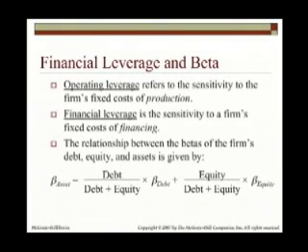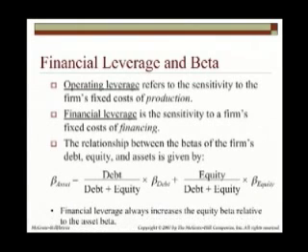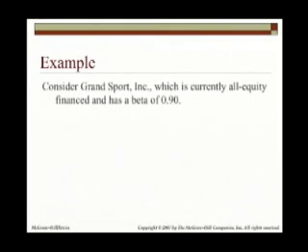And what that means, bottom line, is, if we do a little algebraic manipulation, if we increase debt, we will decrease the percent of equity and we will increase the beta of equity. So financial leverage, in other words, using debt in the capital structure, increases the equity beta relative to the asset beta. Here's a little example.